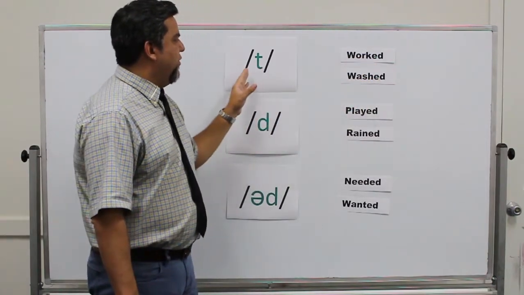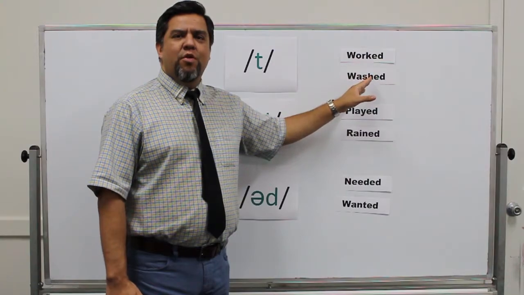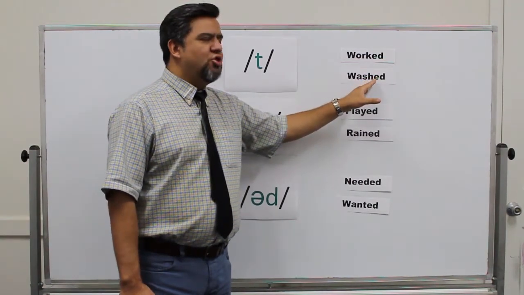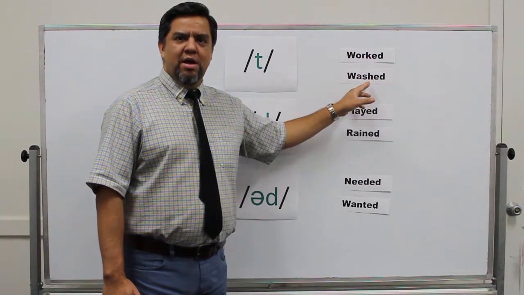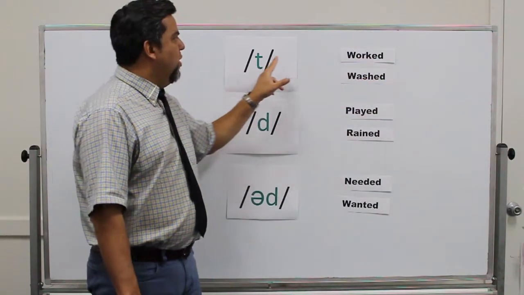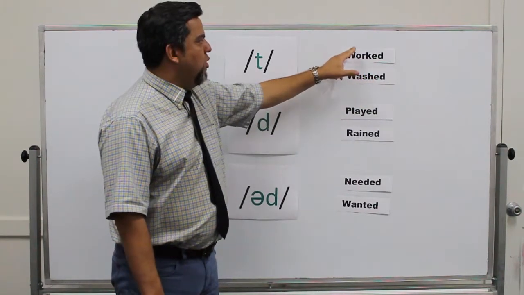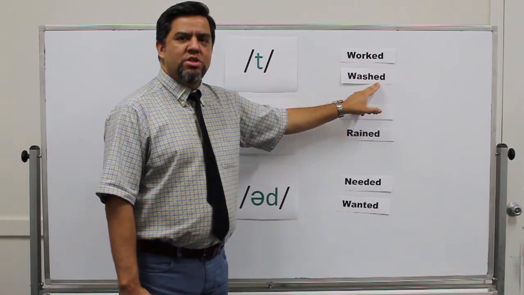Another example for the first group is the verb wash. The last sound on the verb wash, SH, is also a voiceless sound. Therefore, the correct pronunciation for this verb in the past will be washed. One more time, worked and washed.